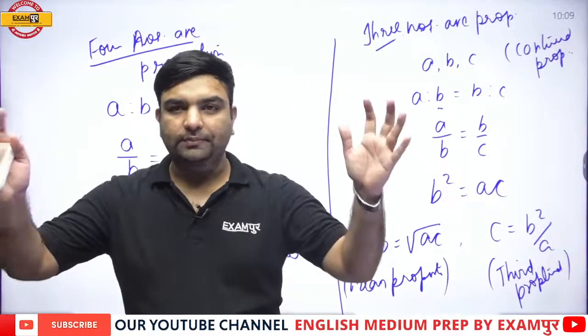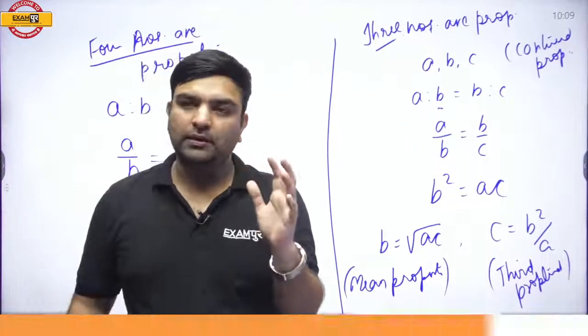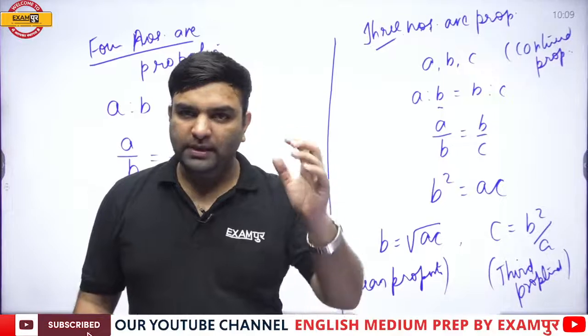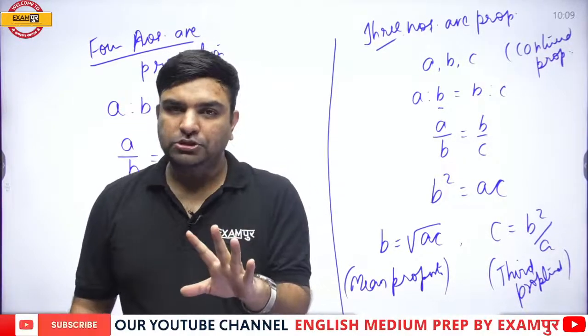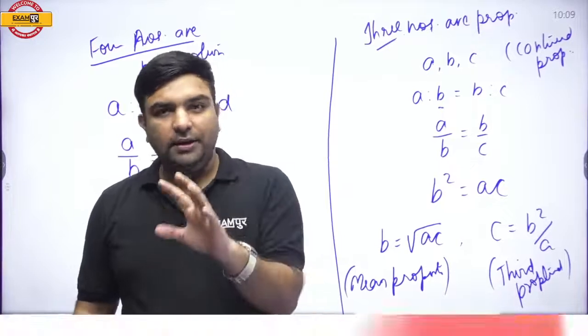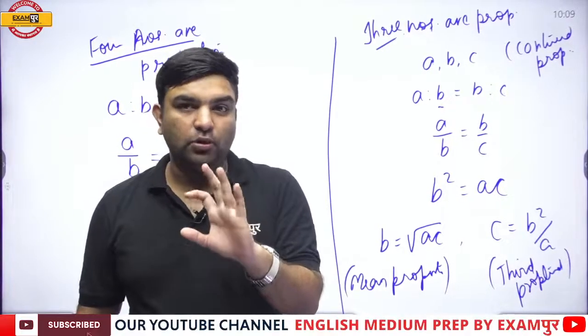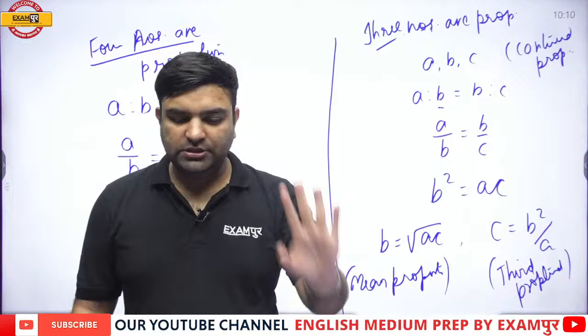So I've defined three proportionals. One is the fourth proportional: in case of four numbers, A upon B is equal to C upon D. And I've defined two proportions over here: mean proportional, under root AC, and third proportional, C is equal to B square by A, in case of continued proportions.